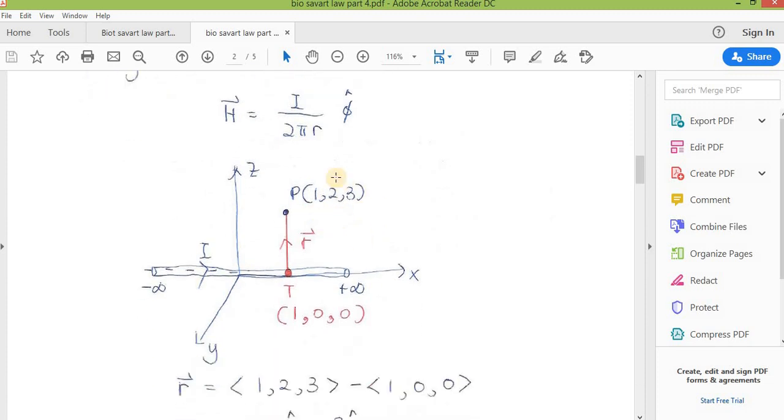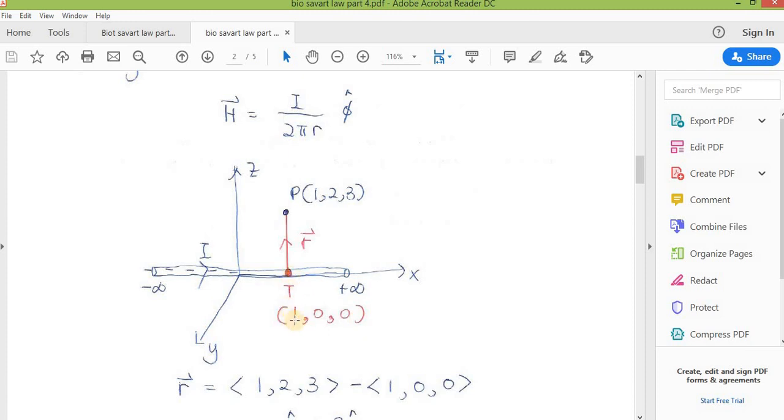point P. To know the magnitude of R, first of all, we need to define where the vector R is. The vector R can be obtained by linking the observation point with a point located along the current filament, and this line forms 90 degrees here. According to this coordinate, we are very sure that this point T has coordinates y and z equal to 0, so I will insert 0, 0 here.